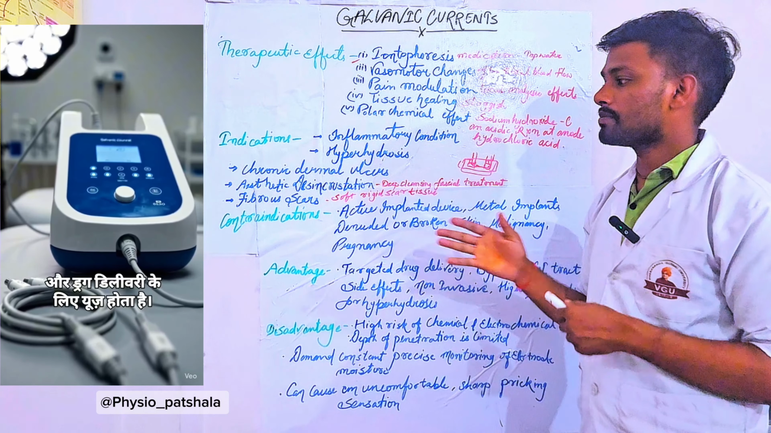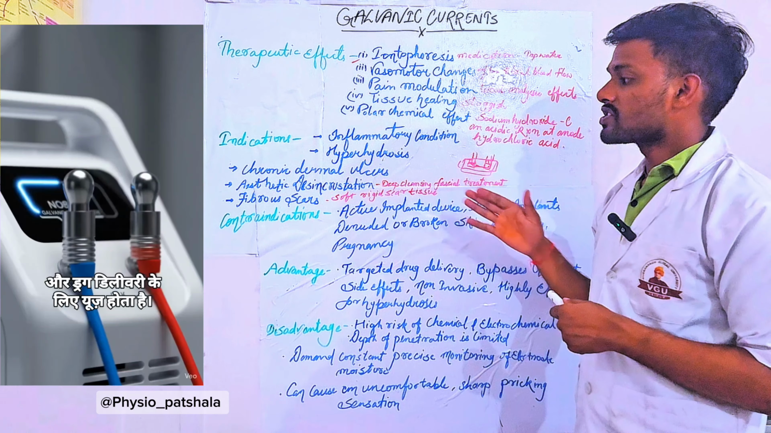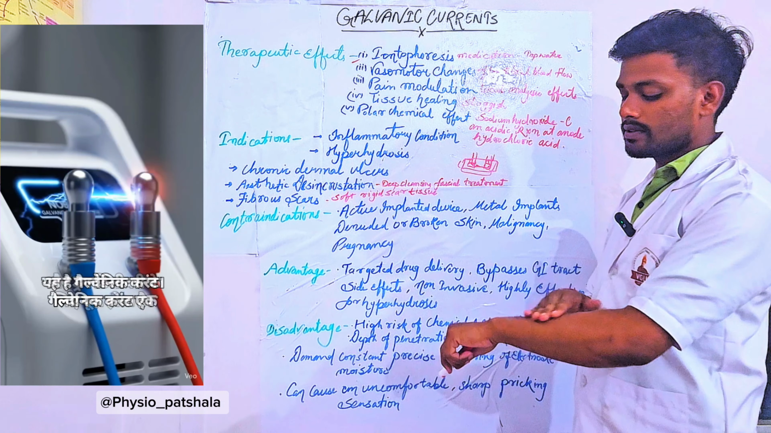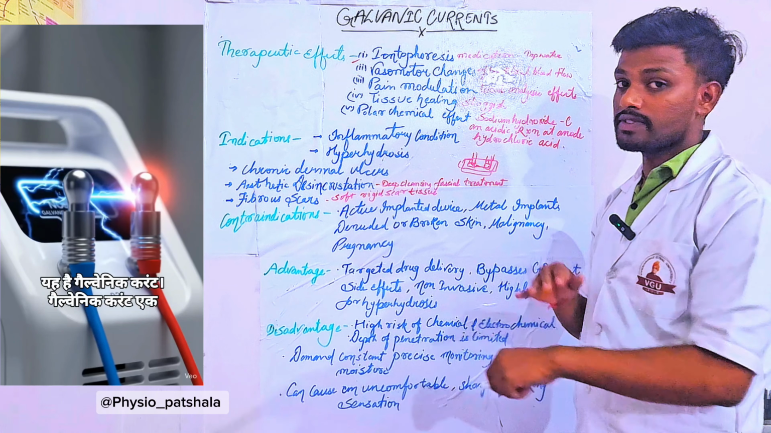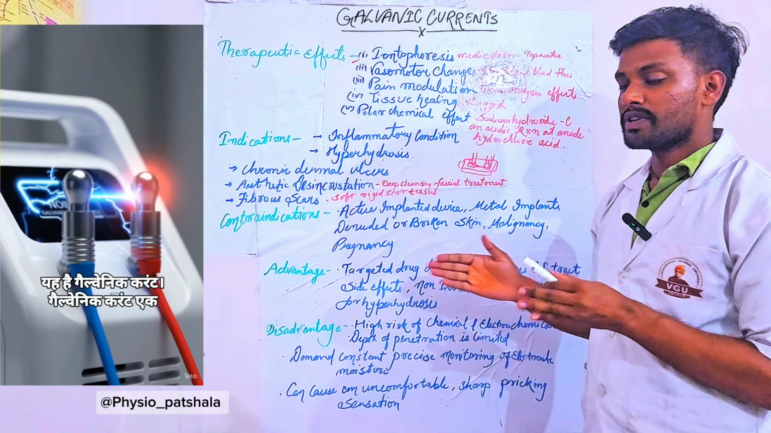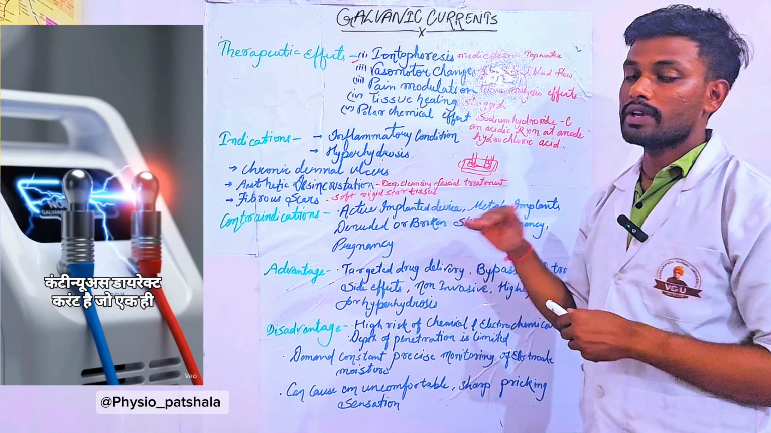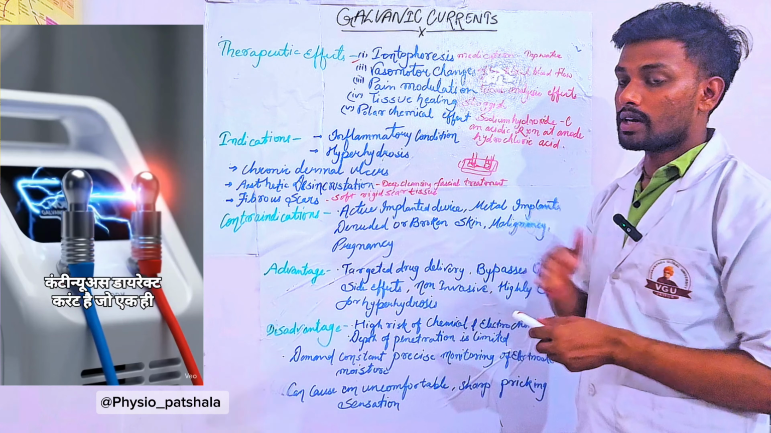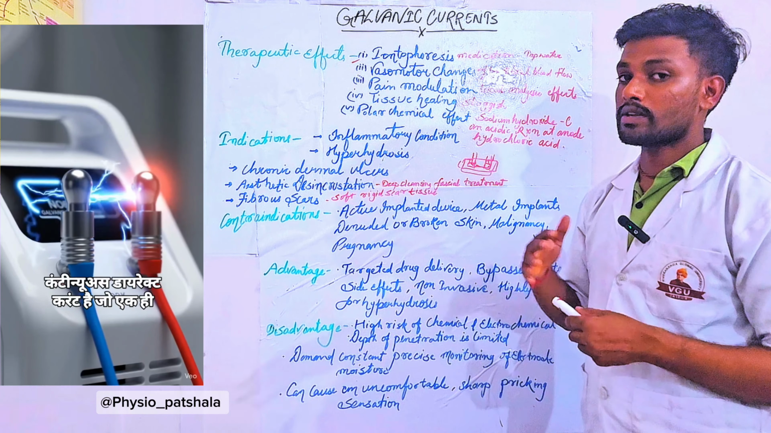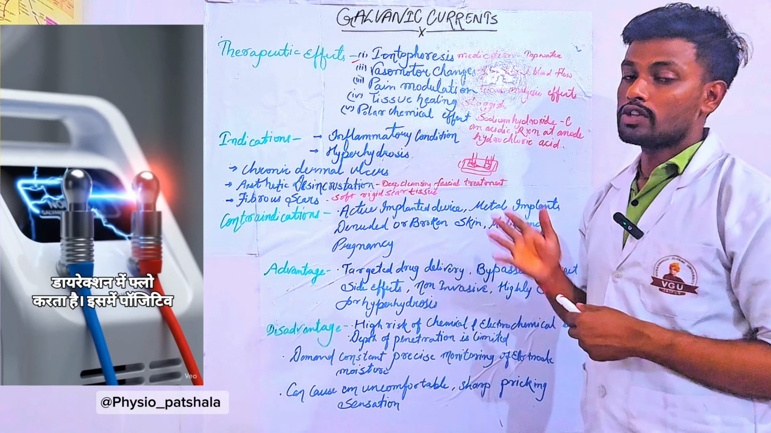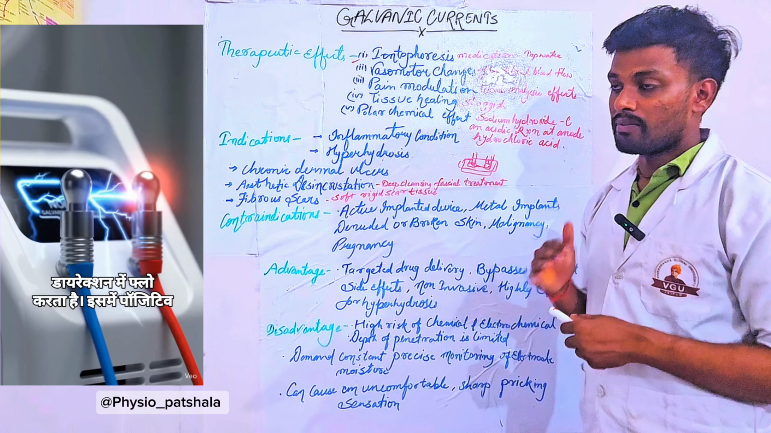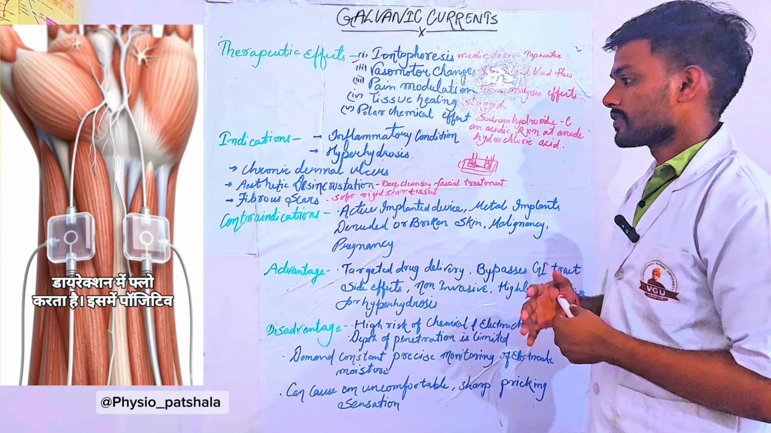Next is chronic dermal ulcer. If a patient has a chronic dermatological ulcer with scarring in between, at that time we apply the galvanic current to facilitate systemic circulation there, or increase blood flow to aid scar tissue formation and healing.